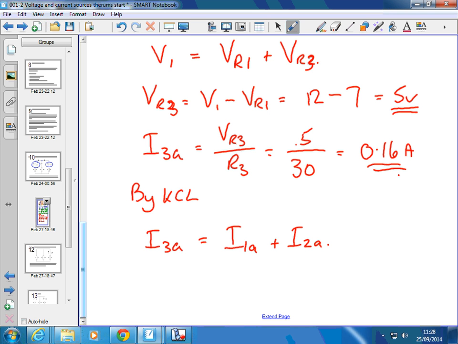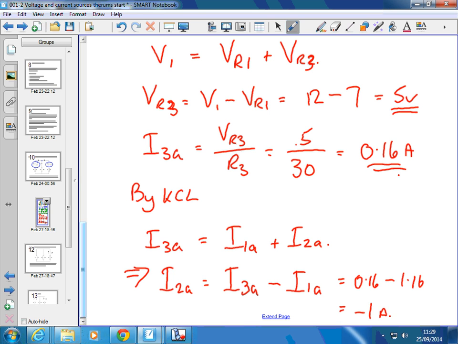This rearranges. We want to find this one. So that rearranges to, does it not, I2A is equal to I3A minus I1A. Agree with that? That's 0.16 minus 1.16 equals, I don't think I'll get that one wrong, minus 1 amp.